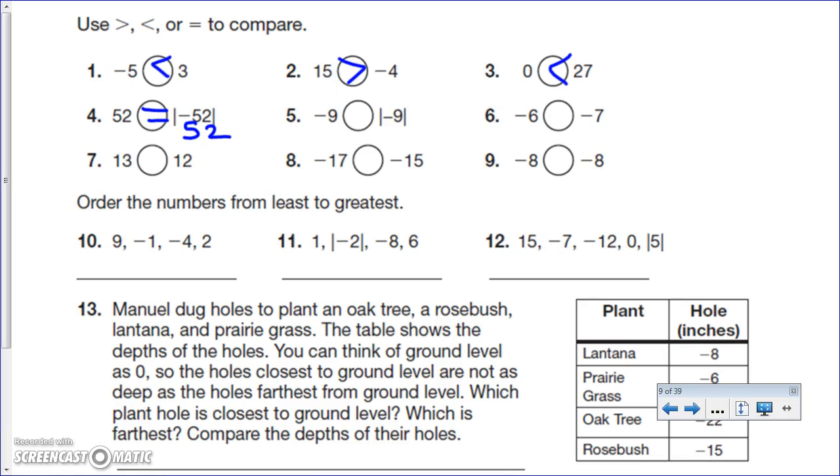For 5, we have -9 and the absolute value of -9. So again, we know absolute value is positive, so that's going to be 9. So then we're comparing -9 to 9, and we know -9 is less than 9. For 6, we have -6 and -7. We know -6 is further to the right, so it is greater than -7.